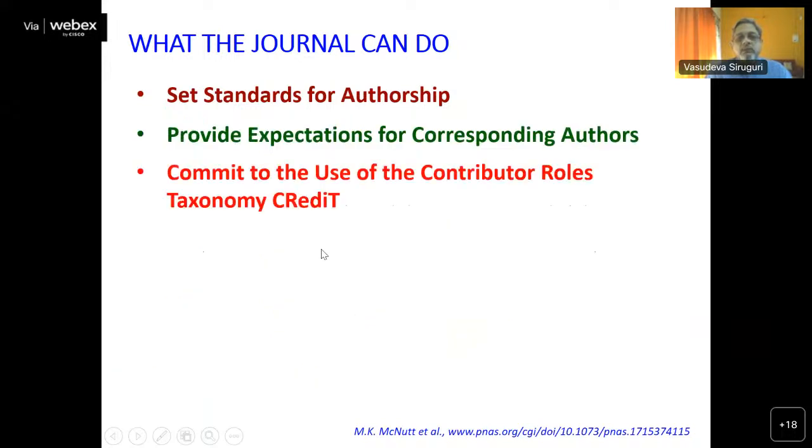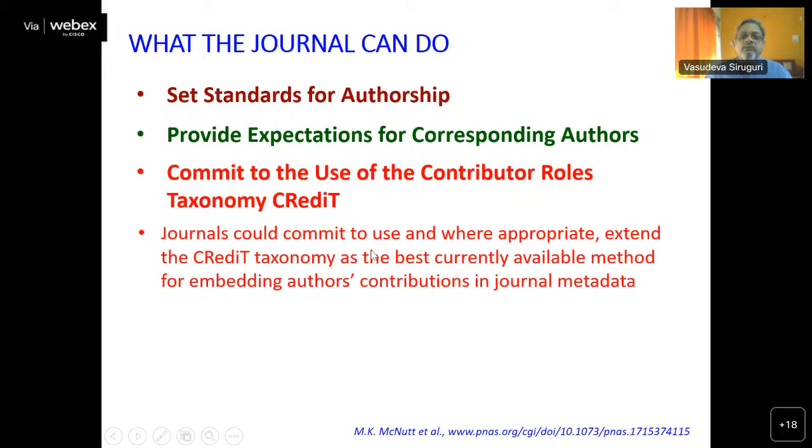Then there is something called use of contributor roles taxonomy, CRediT. Okay. So what does this mean? This means you have to give, at the end of the manuscript, what each author of that manuscript has actually done and how he has contributed to the manuscript. Okay. So the journals should commit to use and, where appropriate, extend this CRediT taxonomy as the best currently available method for embedding the author's contribution in the metadata. I'll show you what it means in a little while.